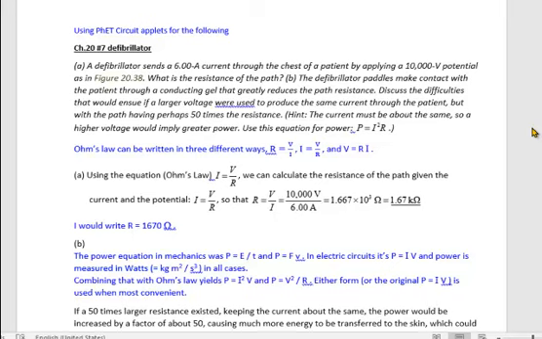Here are a few problems from Chapter 20 involving Ohm's law and the power law. So problem 7, defibrillator, and I think you can read through this. There's 10,000 volts on here, and there's a 6 amp current going through here, and what is the resistance? It's just Ohm's law that is involved, and then there's a follow-up: how much power?